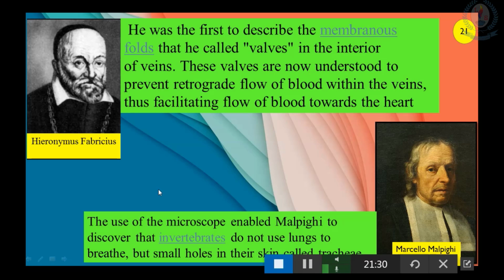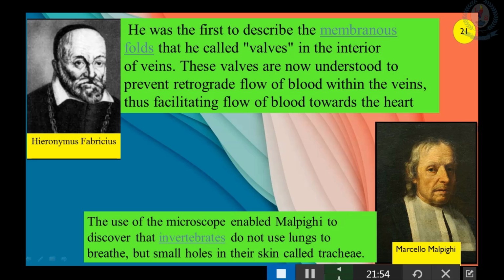Hieronymus is another great scientist. He was the first one to describe the membranous folds, and he called them valves in the interior structure of veins. These valves are now understood to prevent the backflow of the blood. Marcello Malpighi described that the invertebrates do not use lungs to breathe but small holes in their skin called trachea to breathe.